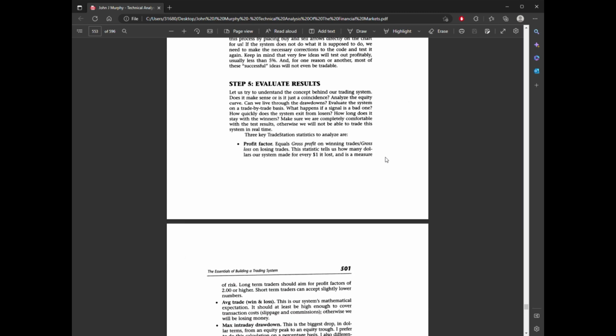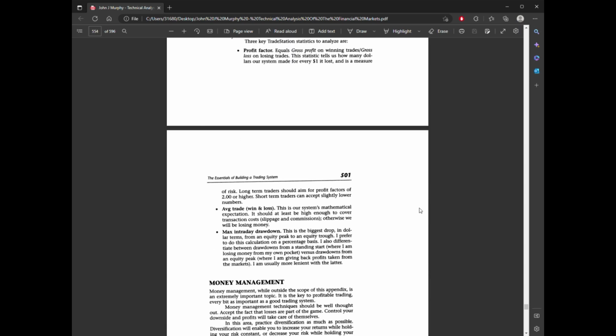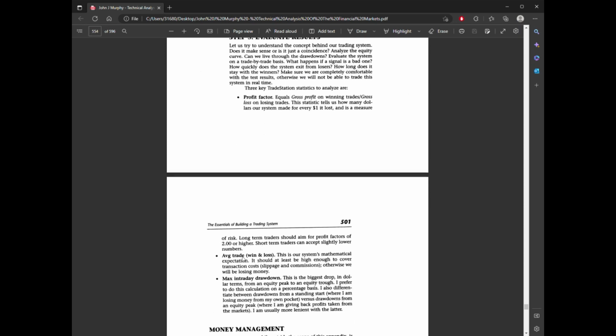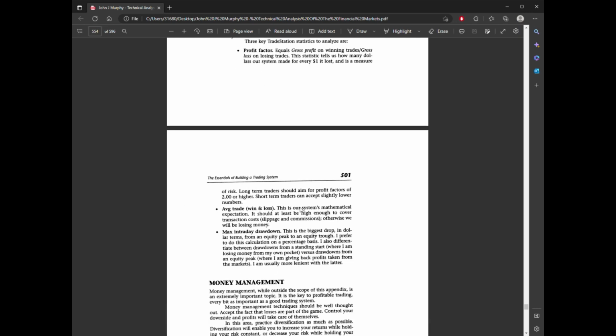And the last one is evaluate your result. It's a pretty good rule of thumb that for every dollar you lose, you at least want to make a bit more than $1. And I think, or at least he mentions, a good objective is earning $2 for every one lost. That's a pretty good rule, because there's also some transaction fees and, what did he call it again? Maybe it's slippage? I'm not sure what it was. Yeah, so basically he talks about profit factors, the average trade win and loss, the max intraday drawdown.